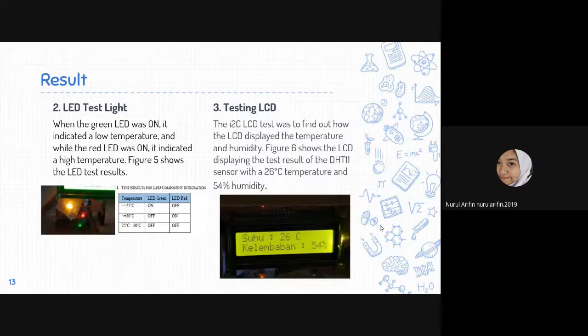Result number 3, testing the LCD. The I2C LCD test was to find out how the LCD displayed the temperature and humidity. Figure 6 shows the LCD displaying the test result of the DHT11 sensor with a temperature of 26 degrees Celsius and 54% humidity. Next.